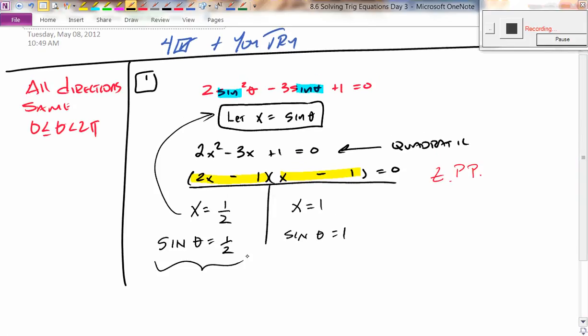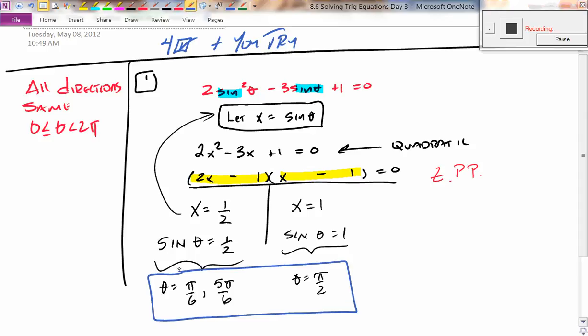So let's look at the unit circle here. What angle do we need to be at for the sine of theta to be 1/2? I can see 2 of them. Can anybody find one of them? Pi over 6. Theta is at pi over 6. I would agree. And then where else? 5 pi over 6. I would agree. And then how about when the sine of theta is equal to 1? We have theta is equal to pi over 2. So therefore, our solution set is down here in the blue box.